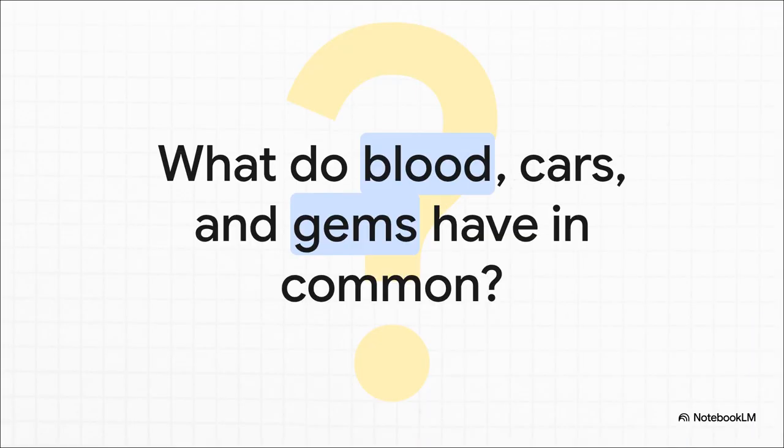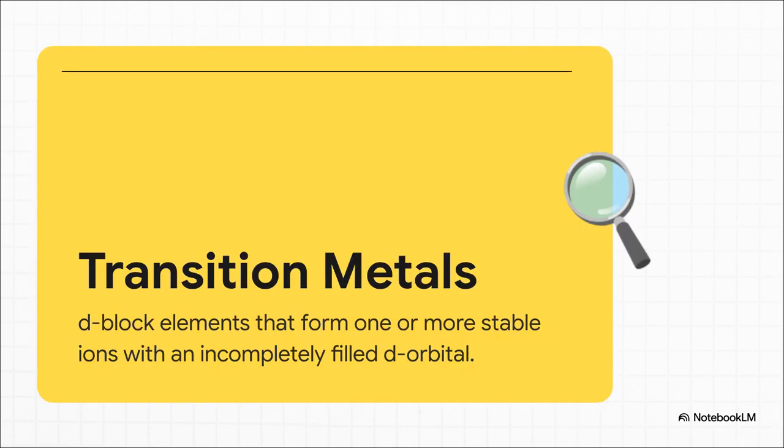So let me start with a little riddle for you. What could your own blood, the catalytic converter in a car, and a handful of colorful gems possibly have in common? I mean, on the surface, they seem completely unrelated, right? But deep down, chemically, they all share one powerful secret. And that secret is they all rely on transition metals.